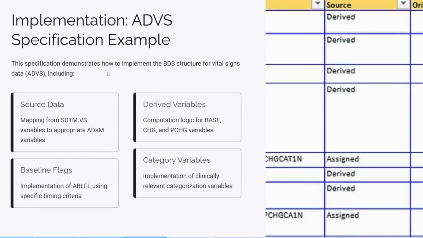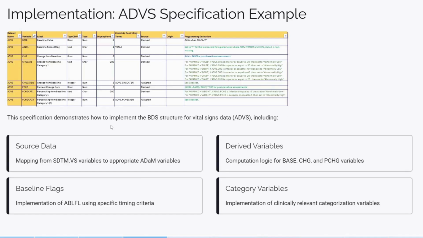And the specification demonstrates how to implement the BDS structure for the vital signs data, including the source data mapping from the SDTM VS variables to appropriate ADaM variables. So the baseline flag implements ABLF using the specific timing criteria. Then the derived variables: the computation logic for base, change, percentage change, and the category variables, the percentage change category. Okay, so these are clinically relevant categorization variables.